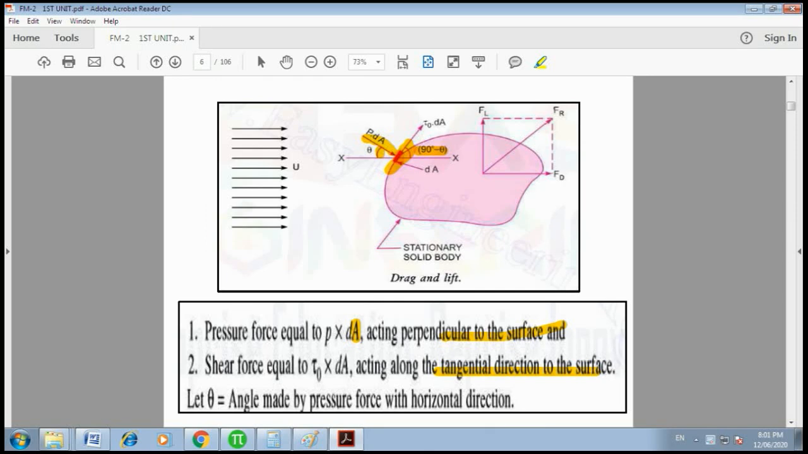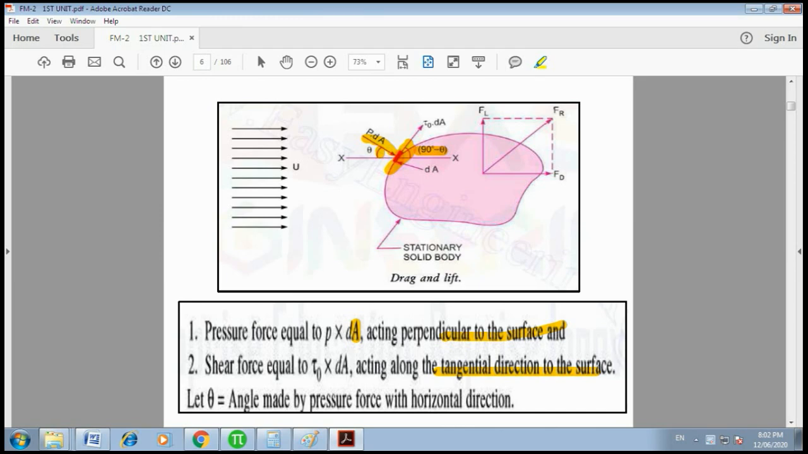Now, as per our definition, if we calculate the total force and resolve that total force into two components, one horizontal component in the direction of motion, and another perpendicular to that motion. That perpendicular component is called the lift force, and the horizontal component is called the drag force. Now here we have two forces. First one is pressure force and second one is tangential force.